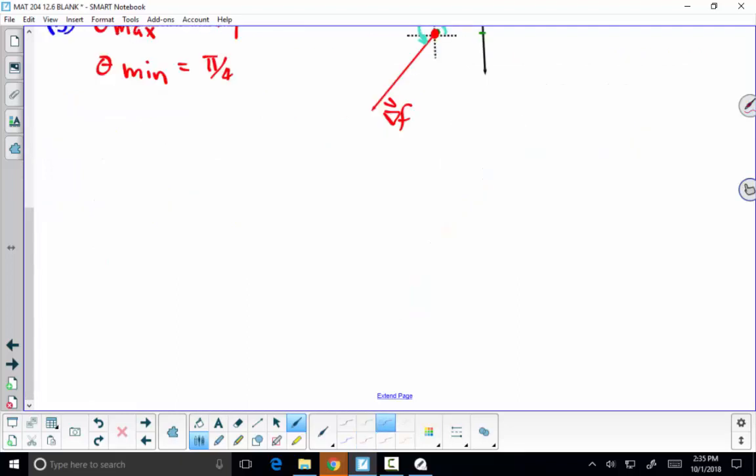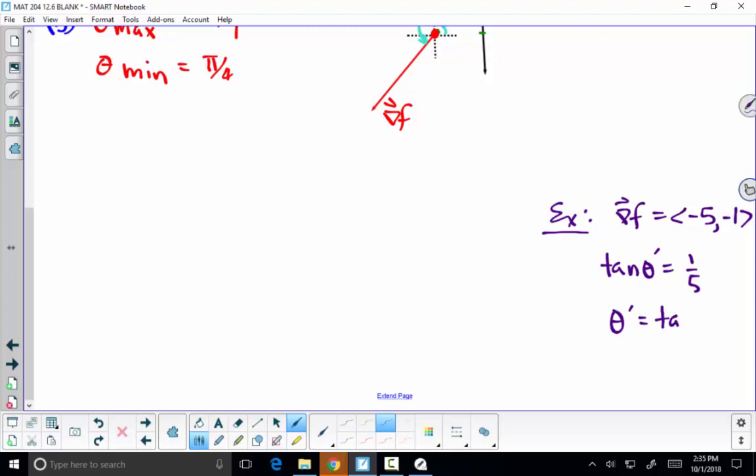Let's just suppose, to the side for a second, that del f was (-5, -1). That's not giving us an angle that we're familiar with. If we wanted to find theta, we would say tangent of theta prime, the reference angle, is going to be 1/5. And so theta prime is going to be the inverse tangent of 1/5.